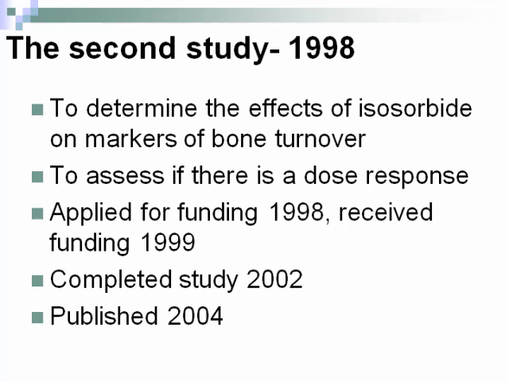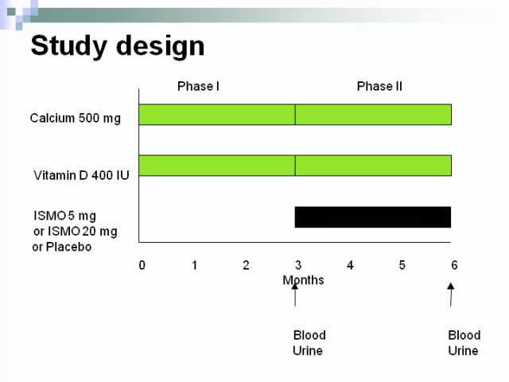And we did a randomized controlled trial to look at the effects of isosorbide mononitrate on markers of bone turnover. We also wanted to look if there was a dose response. We applied for funding in 1998. We received funding in 1999. The study was completed in 2000 and published in 2004. And this was the design of that study.